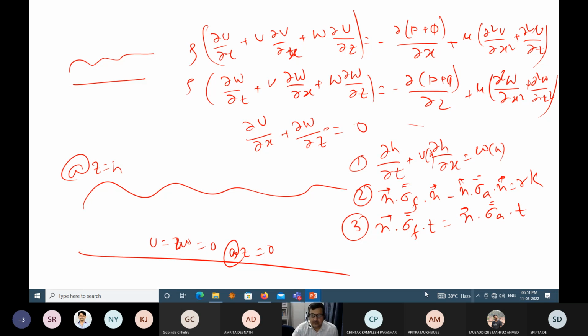Okay, where kappa is equal to what? Kappa is equal to divergence of n. Any confusion in this framework? Is it clear? How am I getting into this thin film dynamics? Any question?